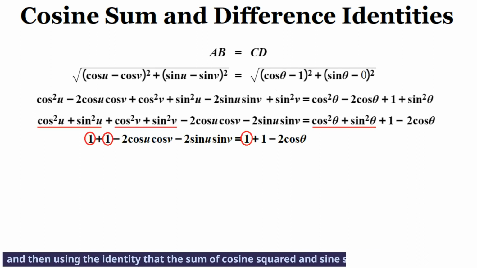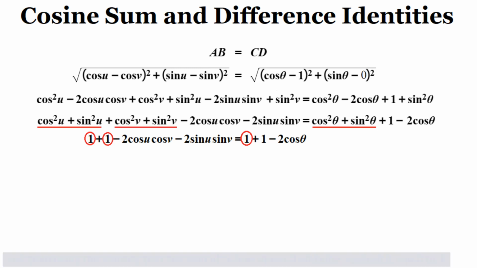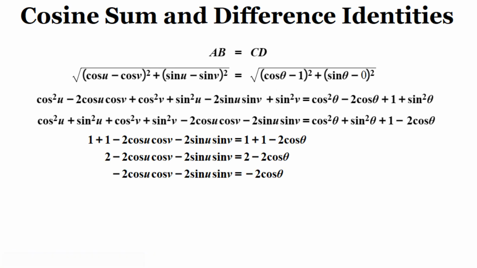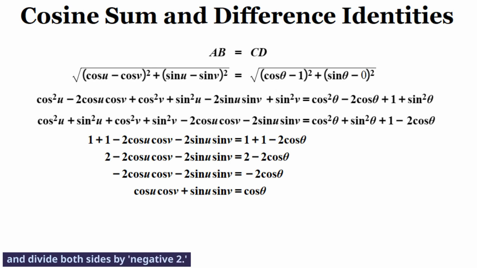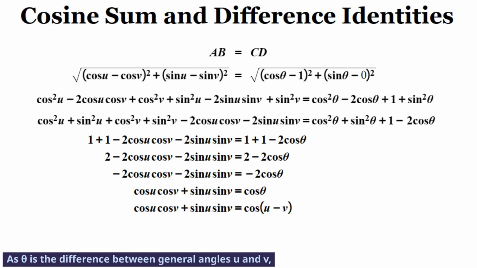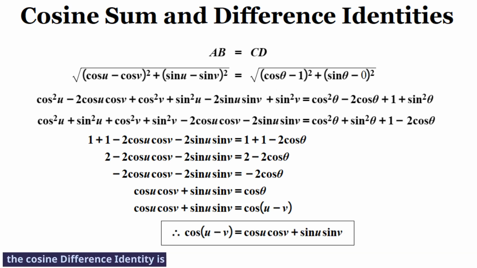And then, using the identity that the sum of cosine squared and sine squared is equal to 1, combine the constant terms. Subtract 2 from both sides, and divide both sides by -2. As theta is the difference between general angles U and V, the cosine difference identity is derived.